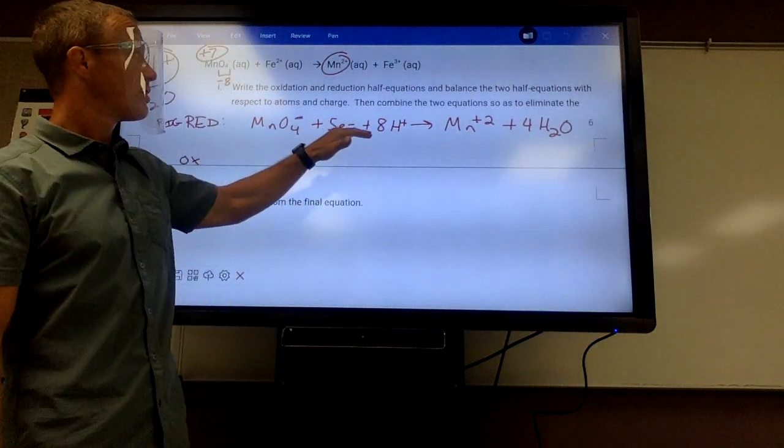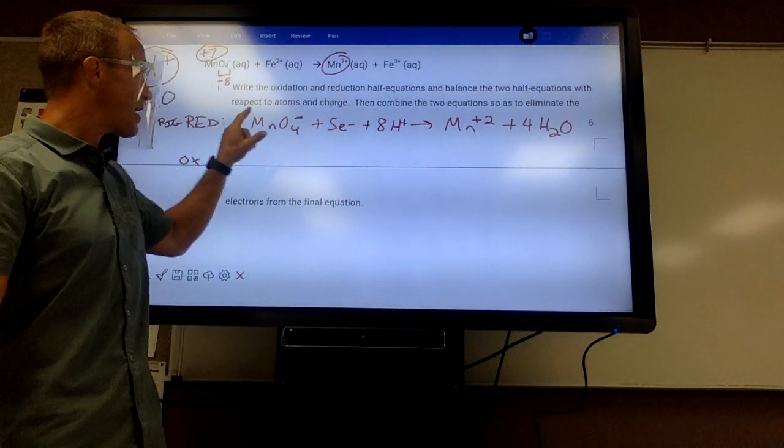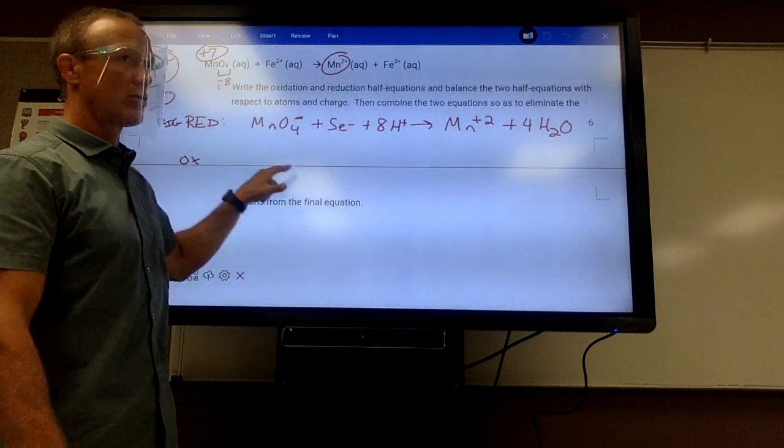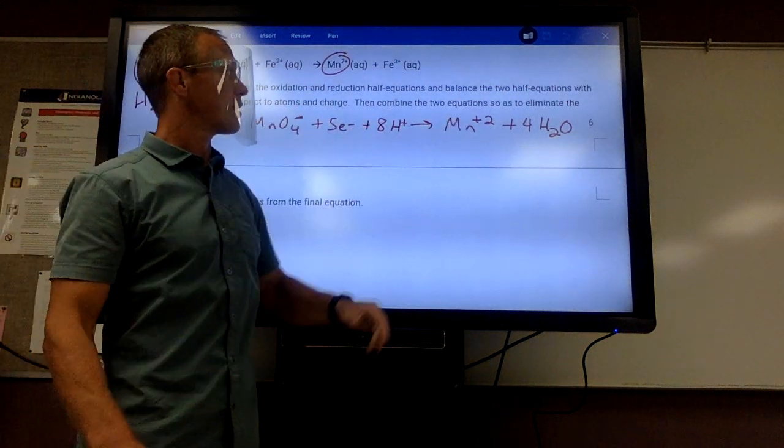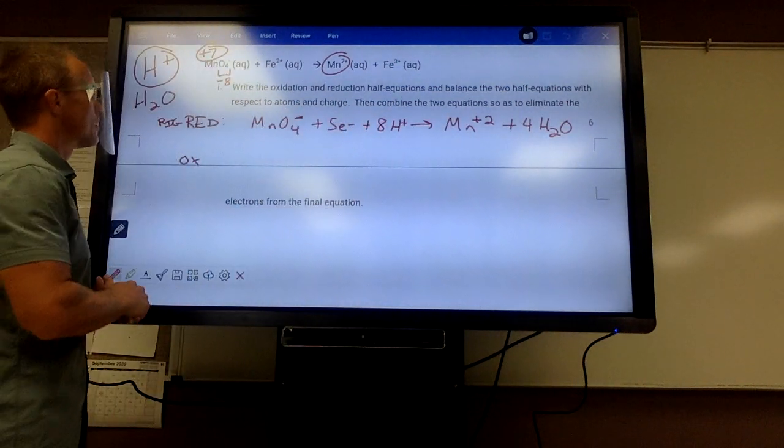But our charge should be equal. People get confused on that. Not individual atom charge, but overall molecular charge should equal on both sides, +2 and +2. All right, we're good there.